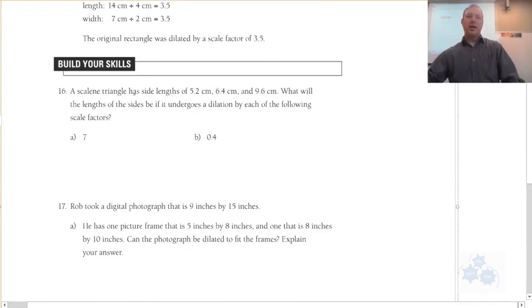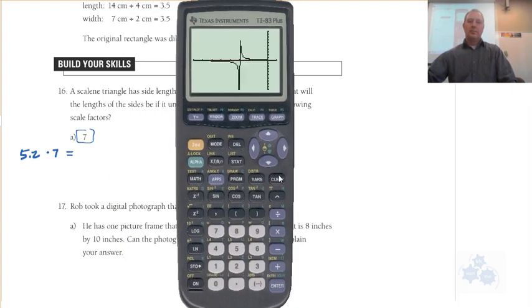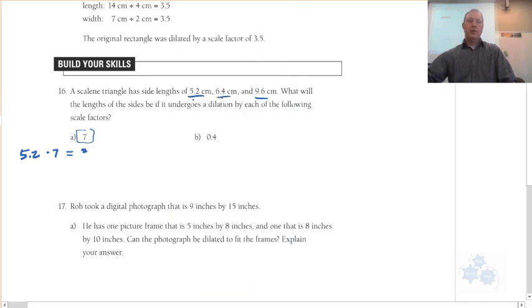So it says a scalene triangle has side lengths 5.2, 6.4, and 9.6. What will the side lengths be if it undergoes a dilation by each of the following scale factors? Okay, you don't have to draw the triangle. You don't really have to, but you can, I guess. So 5.2 is going to undergo an enlargement because the scale factor is greater than 1. So we're going to multiply that by 7, and that side length is going to be 5.2 times 7. And that one's going to be 36.4 centimeters.